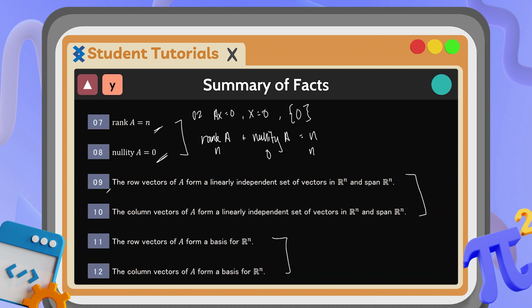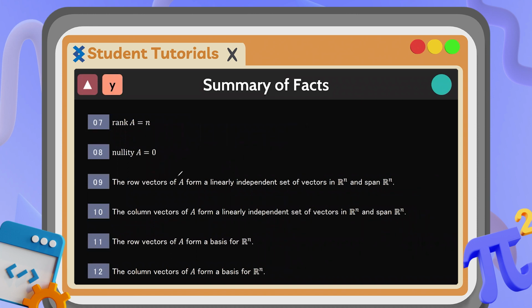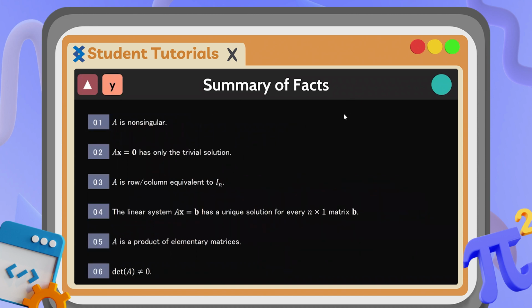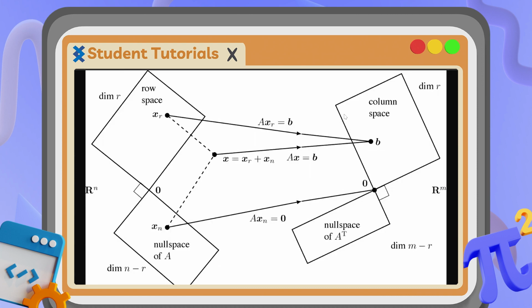So fact number 9 and 10 are associated with fact number 11 and 12. So that shows the connections between these facts that you have learned before and the facts that we have learned today between matrices, determinants, and vector spaces. Additionally, there's also some sort of connection between the row space, column space, and the null space altogether.